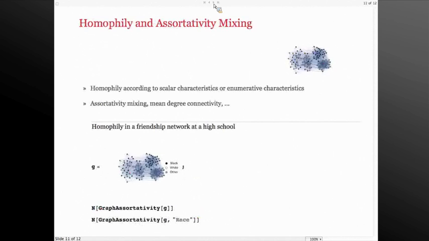Now let's go to the network level. I will talk about assortativity, mixing, as well as homophily. Homophily is the tendency of people with the same characteristic to connect together. In this example, I have a social network of friendship in a high school. You can ask how people in that high school are connected together.